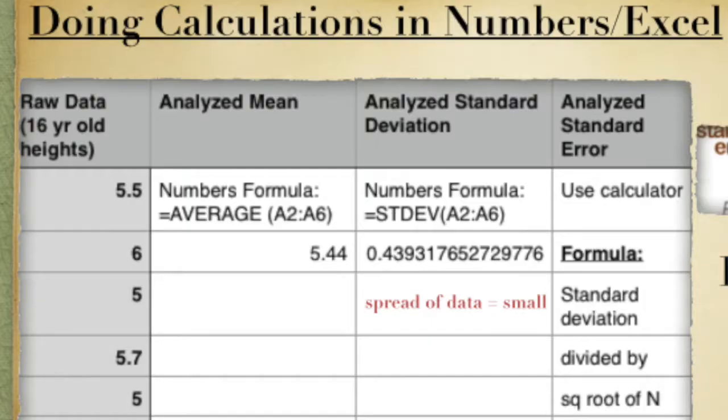So we have that mean. We're going to analyze and get our standard deviation. Again, empty cell, enter the equal sign, put in capital STDEV, open parentheses, put in the same data range, A2 to A6. If you have more data, which you should, it'll be a larger range. Close parentheses. Press enter, it'll give you a number. Here we get 0.439317, blah, blah, blah. We're going to round to the second decimal place. So we'll use 0.44.